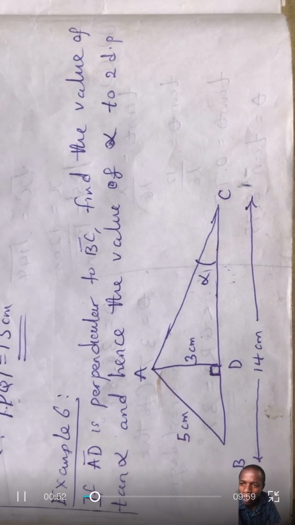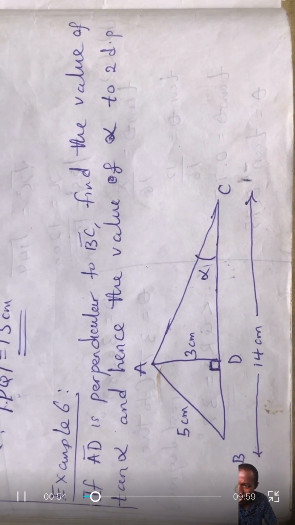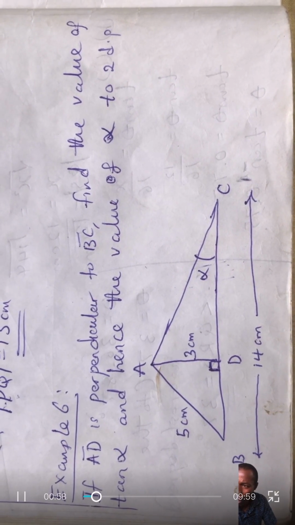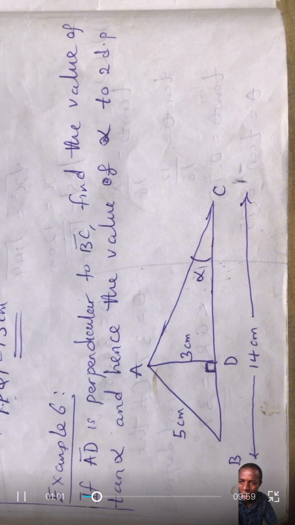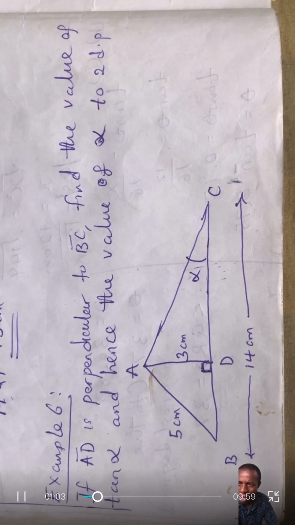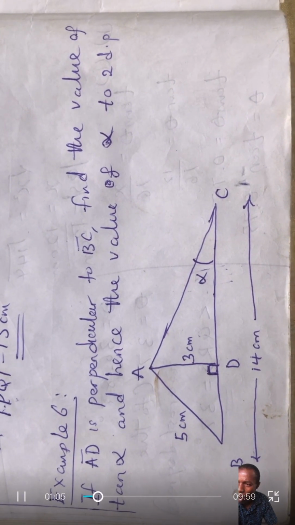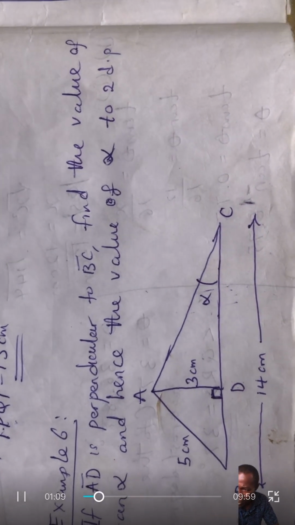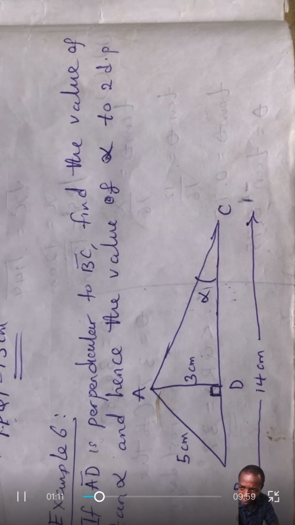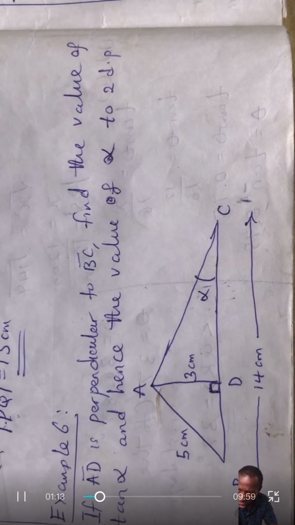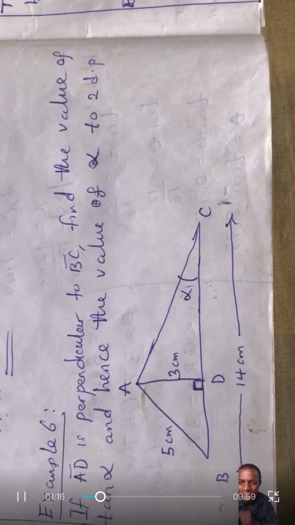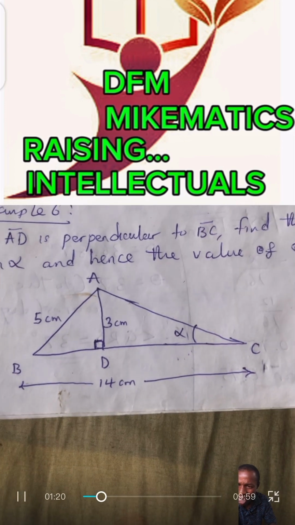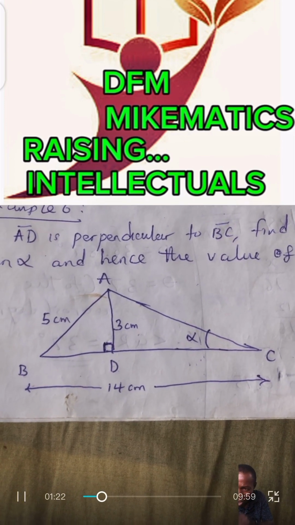I read: if line AD is perpendicular to line BC, find the value of tan alpha and hence the value of alpha to two decimal places. If you look at the diagram we have here, you will discover that the shape has three triangles, and out of the three triangles, two are right angle triangles at point D.